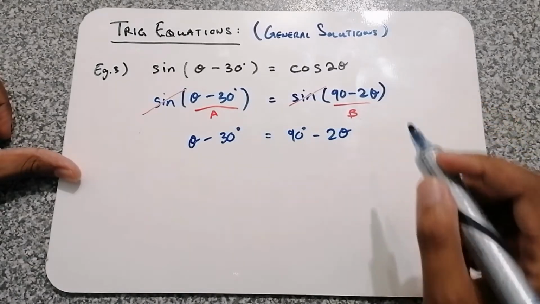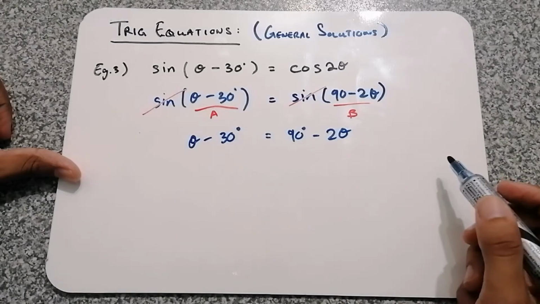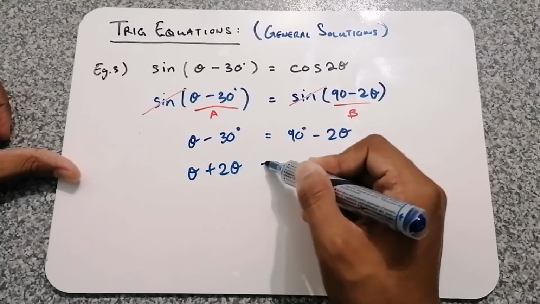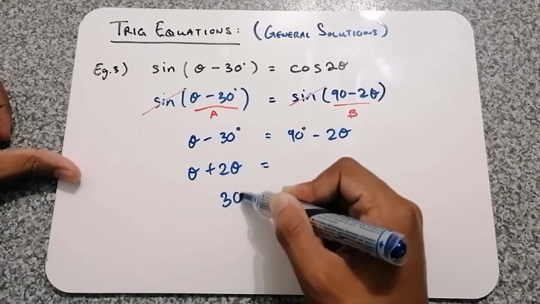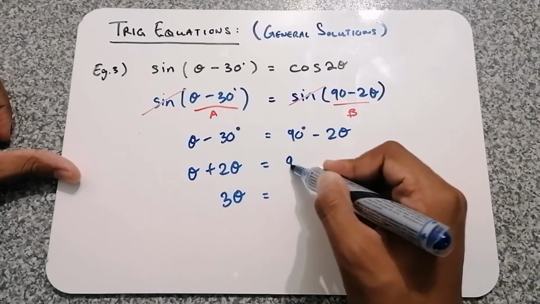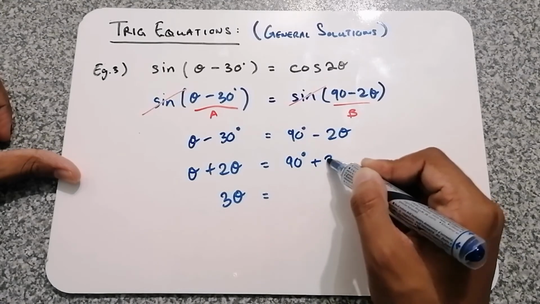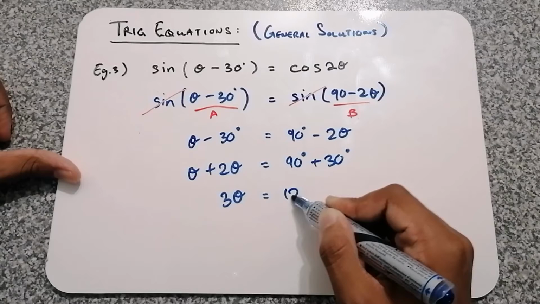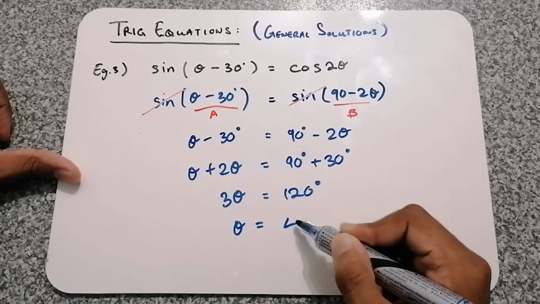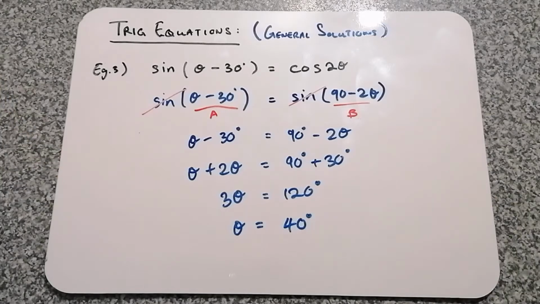Okay, and then I'm going to solve theta by taking the 2 theta across and then adding it to this. That gives me 3 theta, and the 30, I'll bring that across, I'll add it to the 90, and that gives me 120 degrees. I then will have to divide by 3 to get theta as 40 degrees. Okay, but now a couple of things to keep in mind.